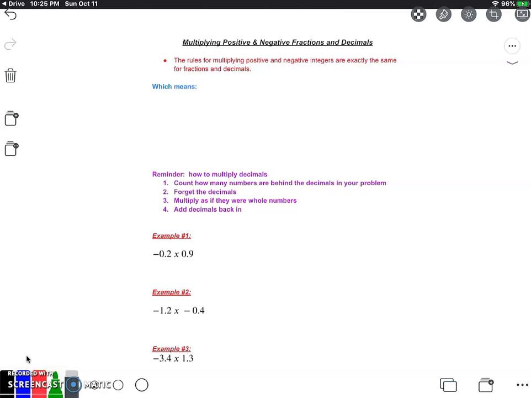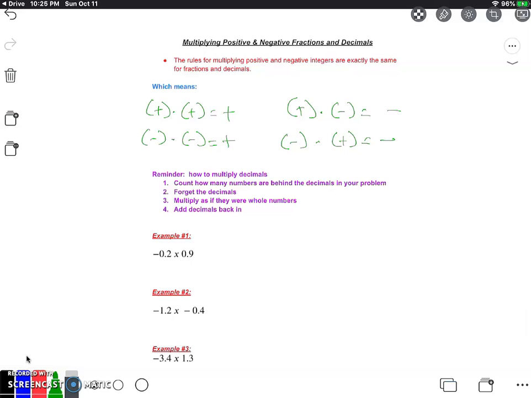Remember, if you know the rules for multiplying integers, then multiplying decimals is not going to be much different. If you've got a positive times a positive, you're going to end up with a positive. A negative times a negative, you're going to end up with a positive. A positive times a negative, you're going to end up with a negative. And a negative times a positive, you're going to end up with a negative. Remember, same sign, you end up with a positive, and different signs, you end up with a negative.